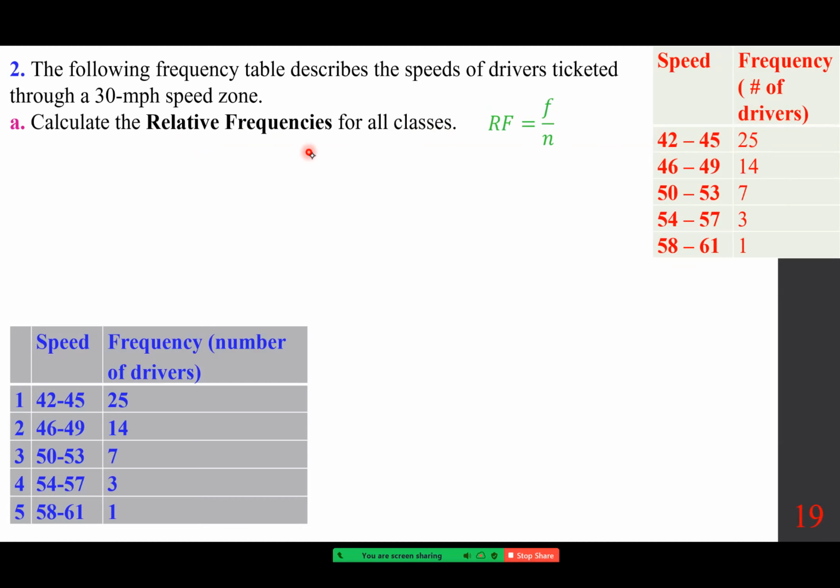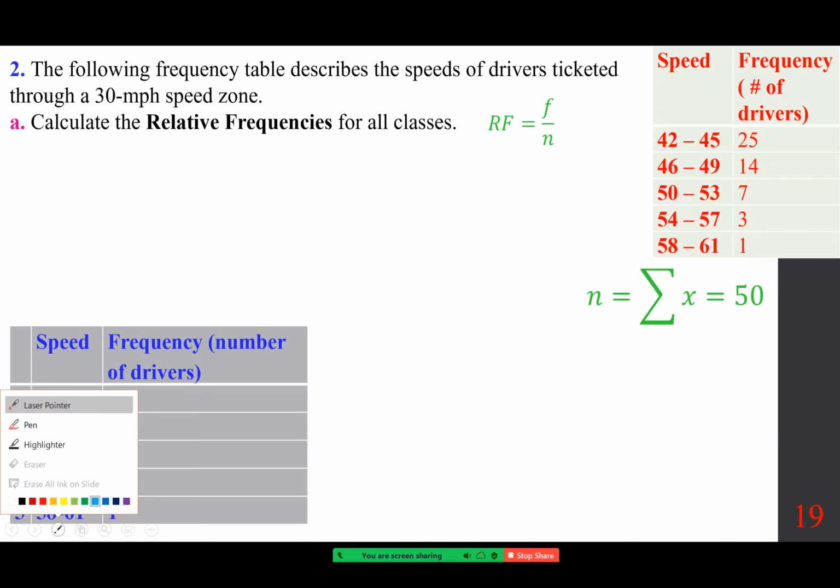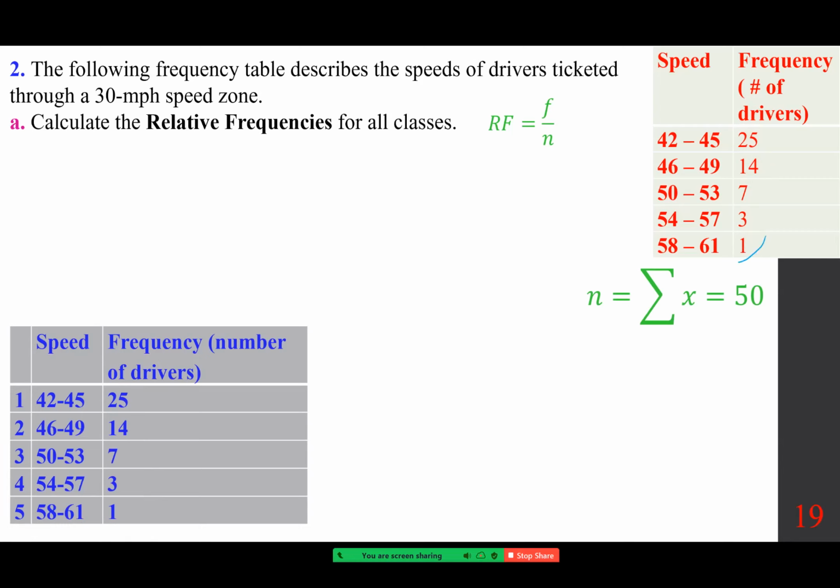So first we need to calculate the N because we need it for all of them. That means we are going to add 25, 14, 7, 3, 1. Add those numbers. And that is 50. So first add the numbers 25 plus 14 plus 7 plus 3 plus 1. Add them up.